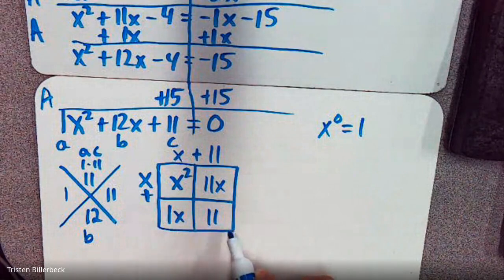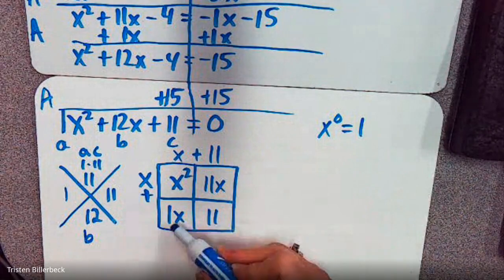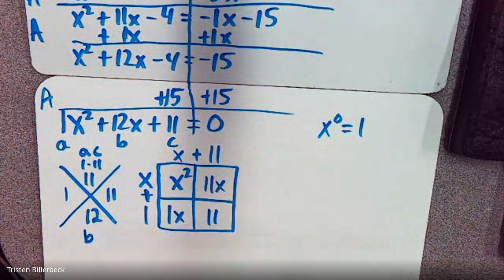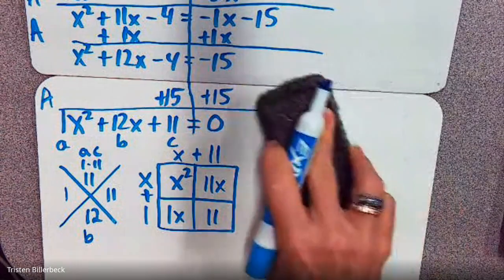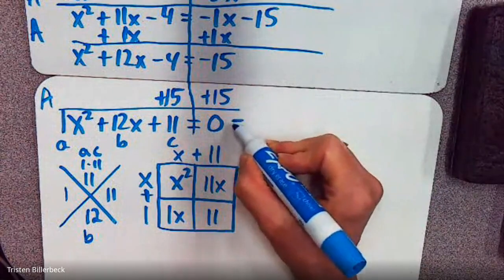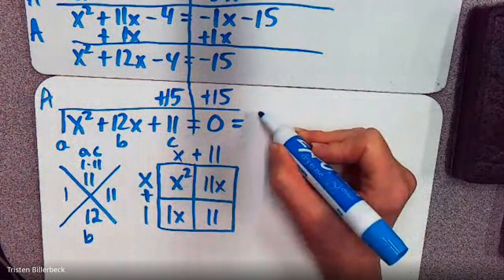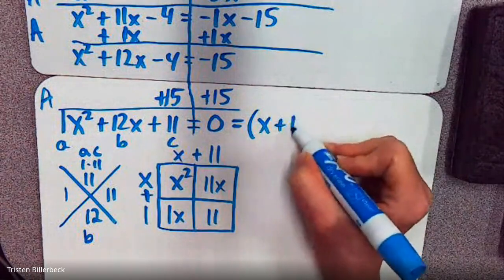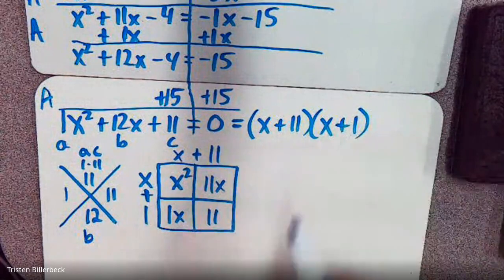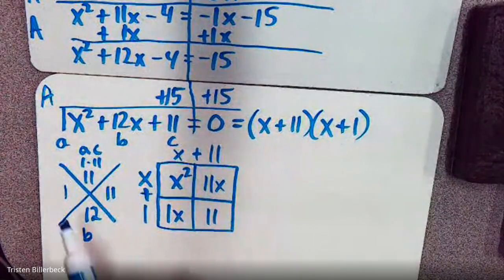But this one, it's a strange one. We have 1 times 1 and 1 times 11, so it just has a 1 in common. So that's the greatest common factor. So now we know that this factors as x plus 11, x plus 1. Okay, so we use the diamond box.